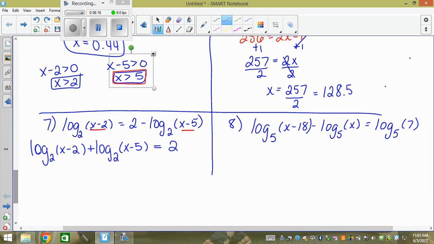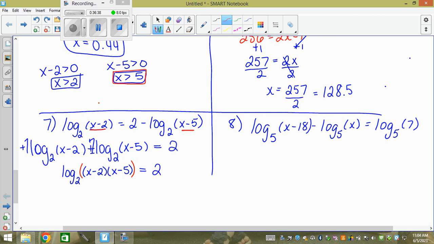Now they're both log base 2, so I can put them together. This one has a plus 1 in front, this one has a plus 1 in front, so they're both going to end up in the numerator. So I'm going to get log base 2 of x minus 2 times x minus 5 in brackets, so I know that they're both beside my log. And it equals 2.